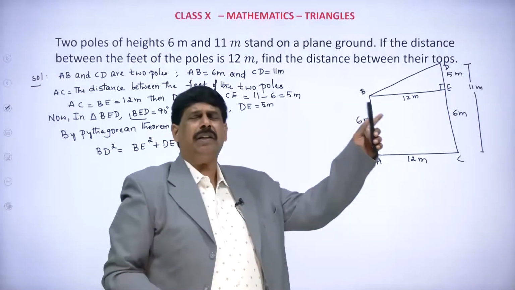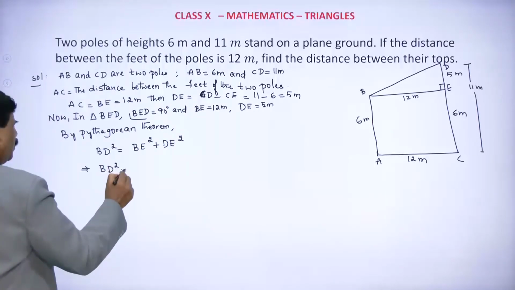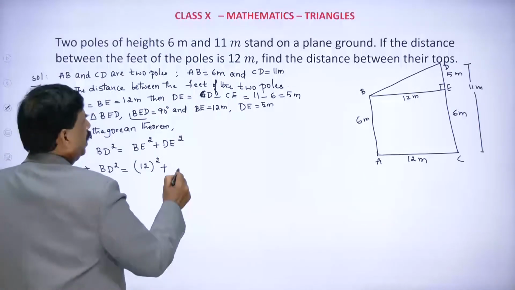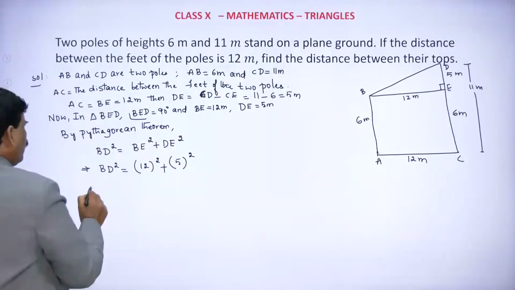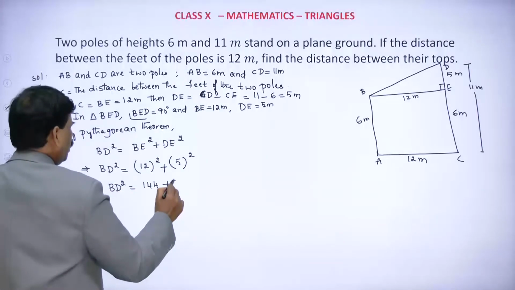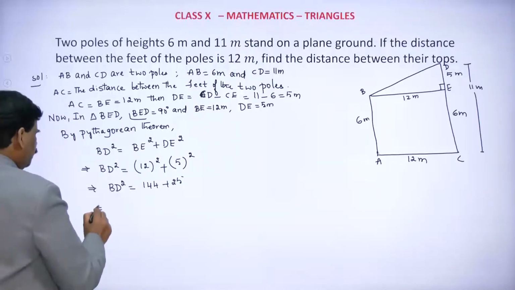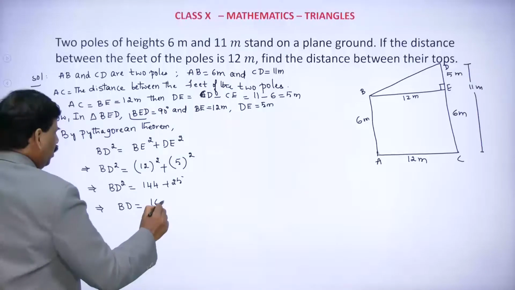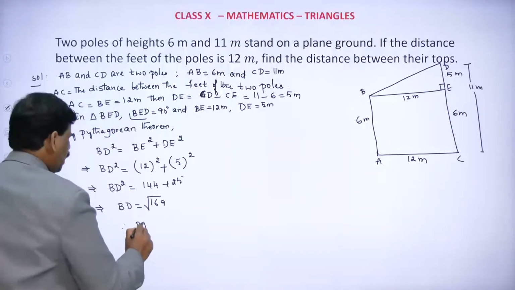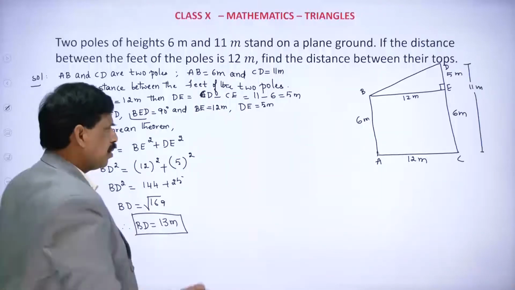Okay, BD is the distance between their tops. So BD square is equal to, you know what is BE? 12 square. DE is 5 square. So BD square is equal to 12 square is 144. This is 25. So 144 plus 25 is 169. Now take out this square here. BD will be under root of 169. So under root of 169 is 13. So therefore BD is equal to 13 meters. What is BD actually? The distance between their tops.